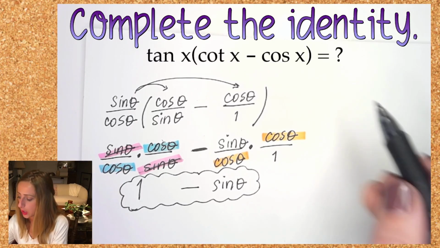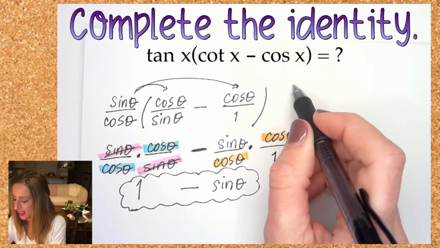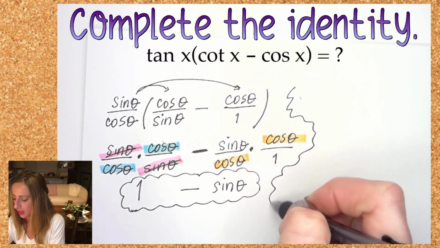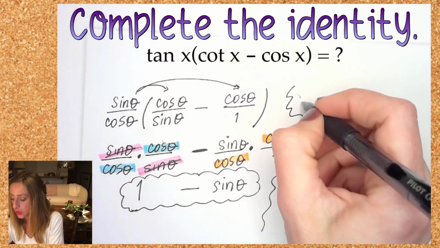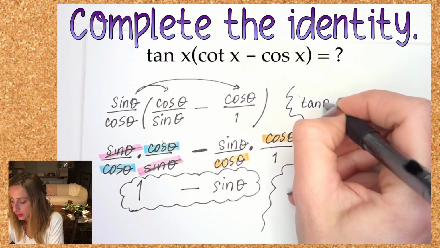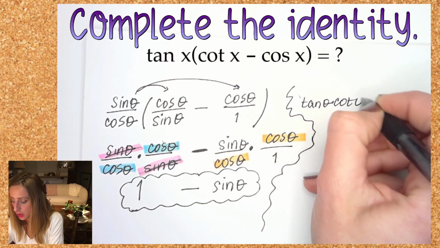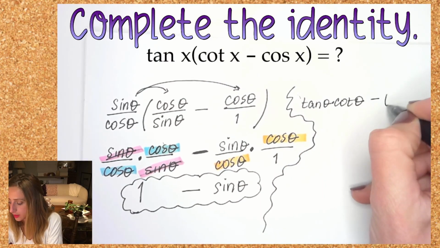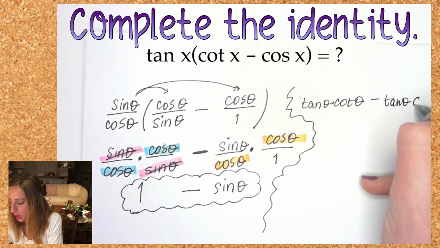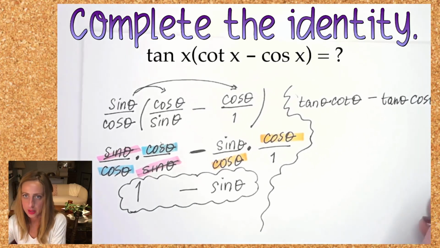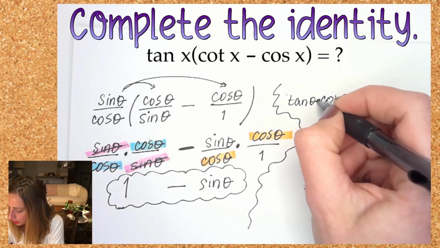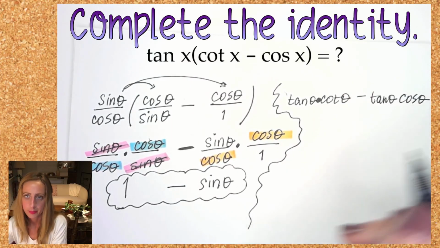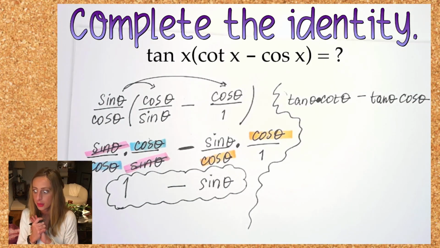Now let's just take a quick peek at just how it looks if we started with distribution right away. So I have then tangent theta times cotangent theta, then minus tangent theta times cosine theta. Now you might notice that here I wrote the little dot for multiplying, here I wrote nothing. It doesn't matter. The number of times I get asked about that is crazy.